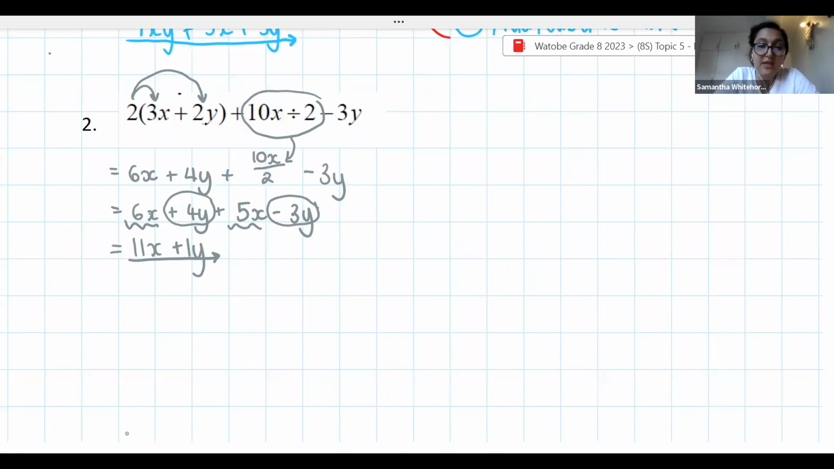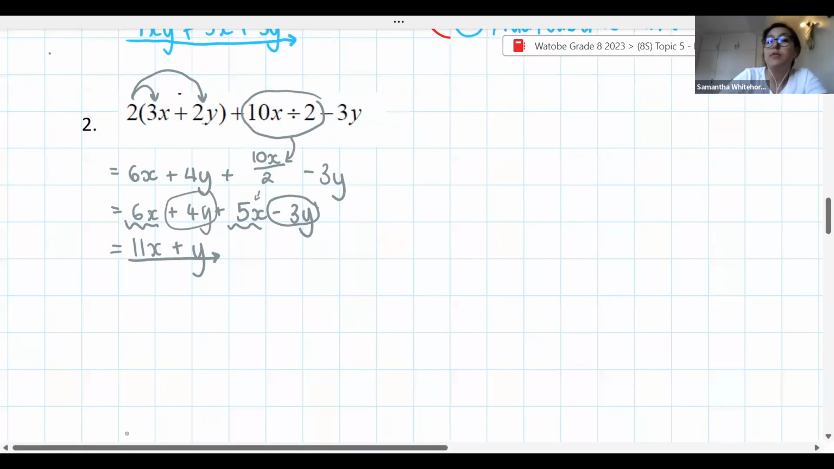If you are happy to leave it as a division sign, that's what you do. So once I'd simplified 10x divided by 2, I got my 5x. And then I looked for my like terms. 6x plus 5x is 11x. 4y minus 3y is 1y. You don't have to write the 1 there. So if you just wrote y, that is fine as well. But if you write 1 in front of the y, that's okay too.